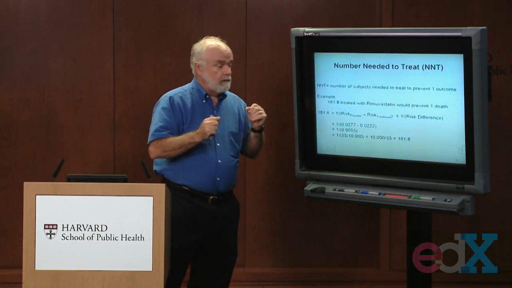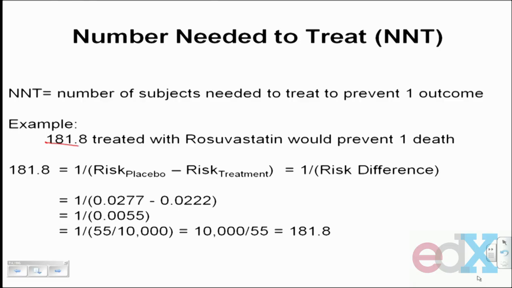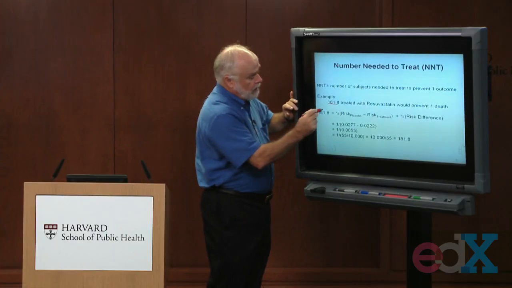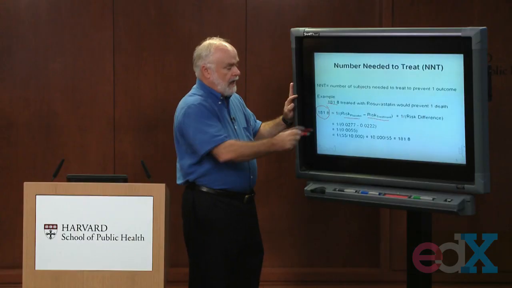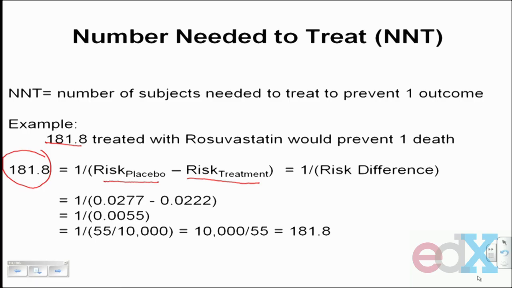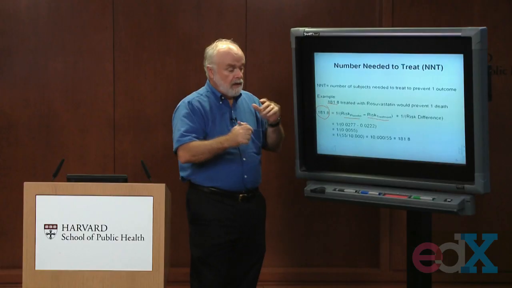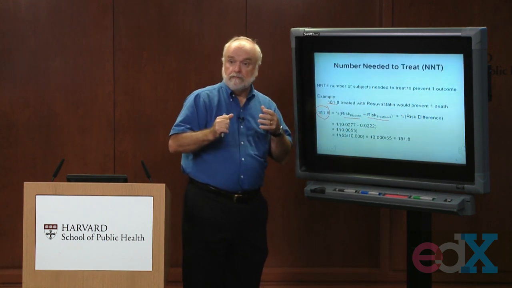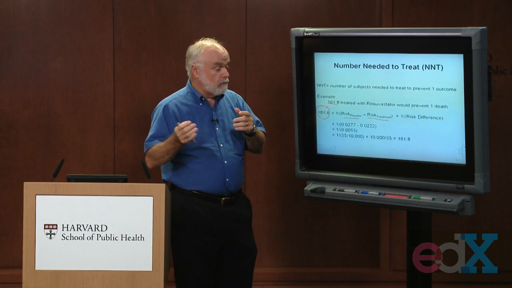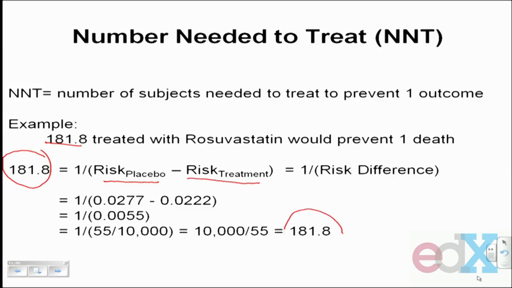Well, we can develop a formula. I've just said that 181 people need to be treated to prevent one case of the outcome, one case of death. Well, this 181 mathematically can be calculated by taking the risk of death in the placebo group, subtracting from it the risk of death in the treated group, and then dividing that quantity into the number 1. This is the formula for the number needed to treat. It's essentially 1 over a risk difference. It's 1 over the risk of developing the outcome in the placebo group minus the risk of developing the outcome in the treated group. And if you go through the math, you end up getting the same value, 181.